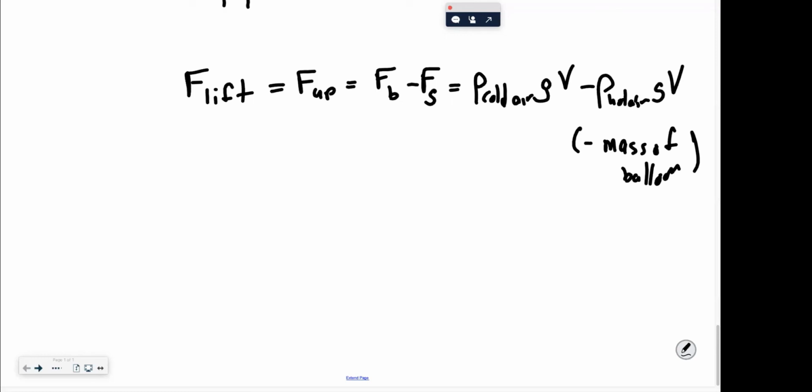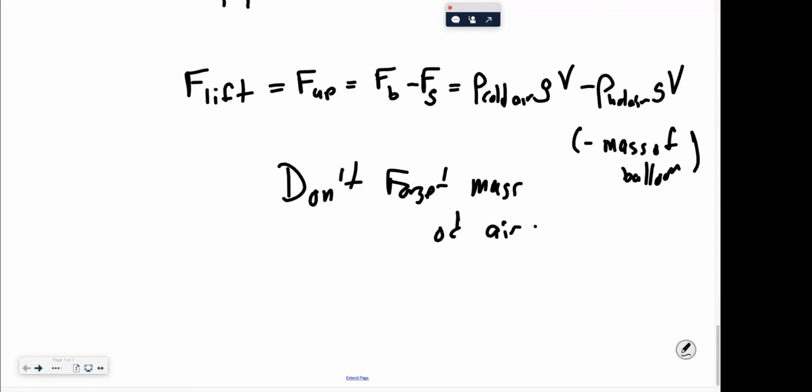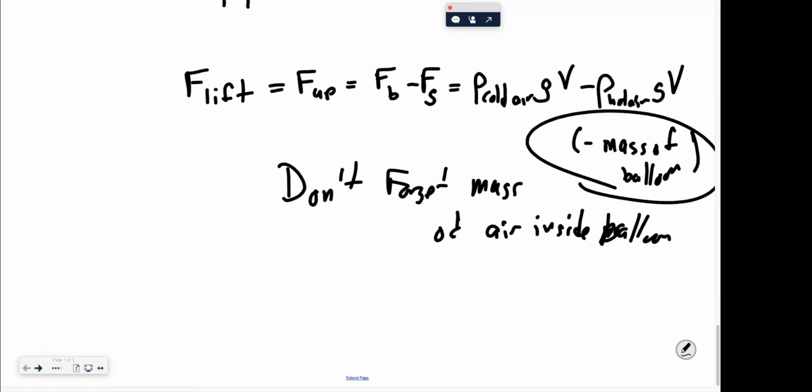Okay, well, let's think about this some more. This is now beyond the scope of the homework problem next week. Let's think about it. Right, don't forget the mass of air inside the balloon. It's included in this minus mass of balloon term. Okay, now this is interesting though. Interestingly, the bottom is open. So you're just going to be thinking about average densities inside and outside the balloon.